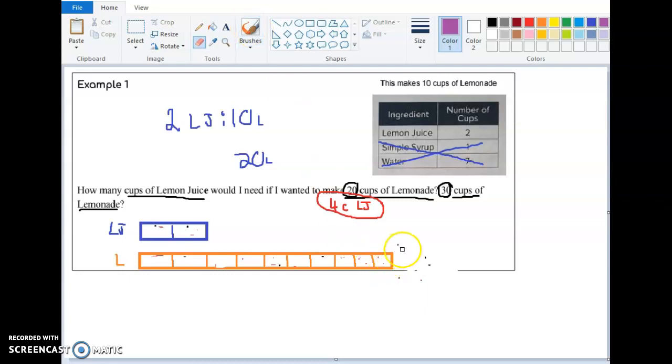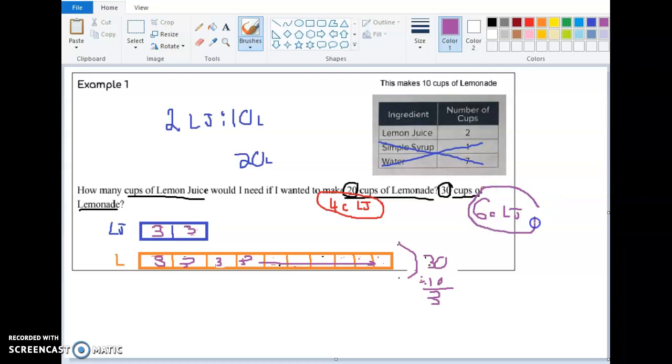So you tried it. What you should have done is you thought about this as if you need it for 30. You did 30 divided by 10 to get your 3. So that means each box is worth 3 this time. 3, 3. 3's are really hard to write with this mouse. 3, and it goes all the way down. We remember that if these are all 3's, these two have to be 3's. So if I'm looking at my 30 cups, I'm going to need 3 plus 3 is 6. I'm going to need 6 cups of lemon juice.